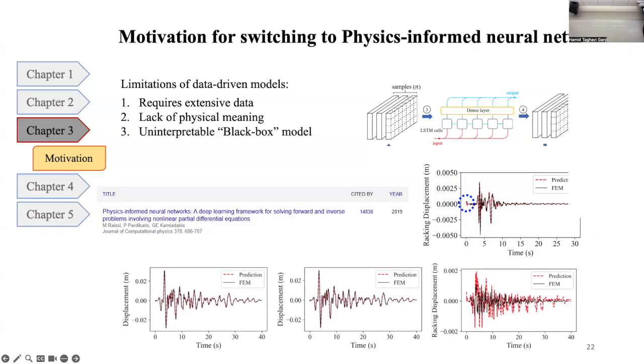The third reason, which also comes from the lack of physical meaning, is that we cannot do post-processing. And we saw that for a simple operation of subtracting these two corner displacements, the results were bad.